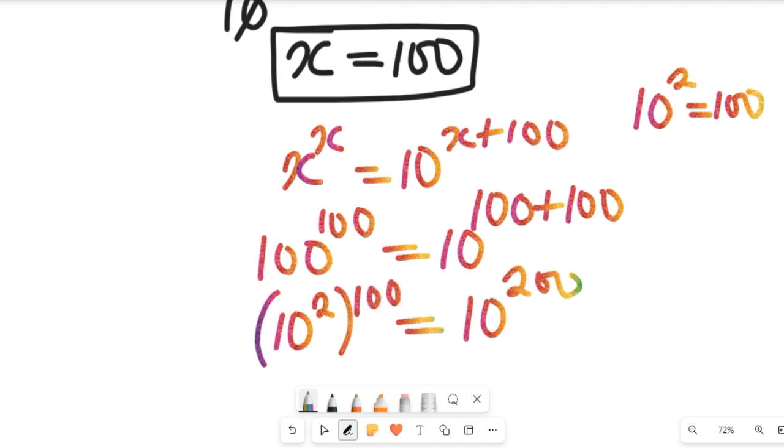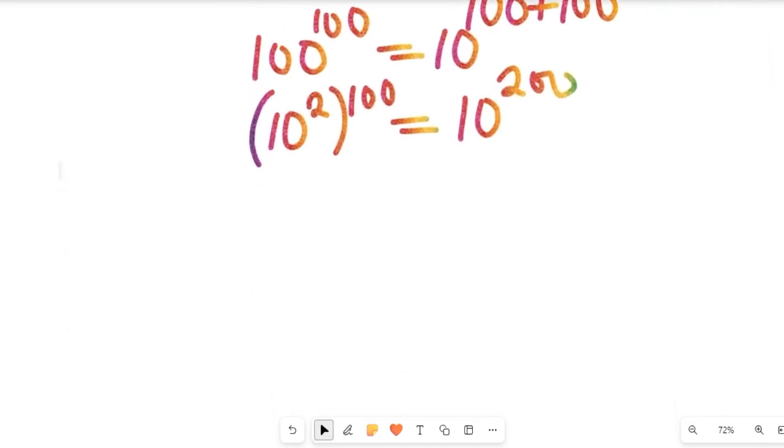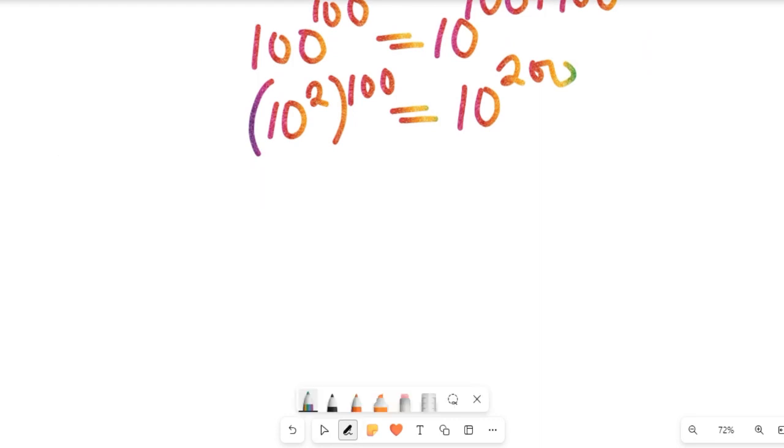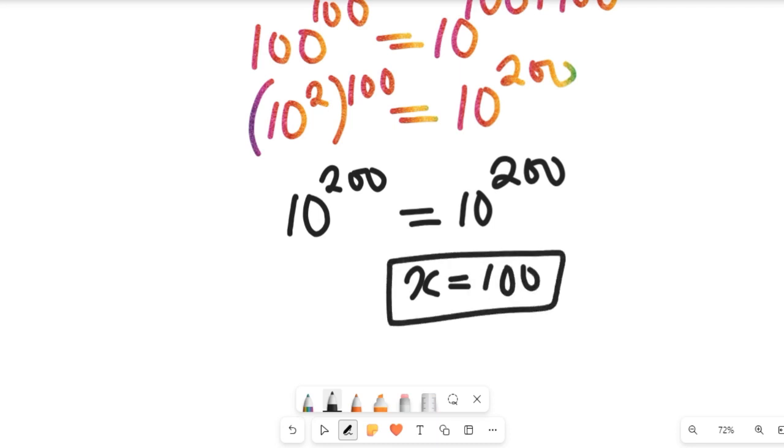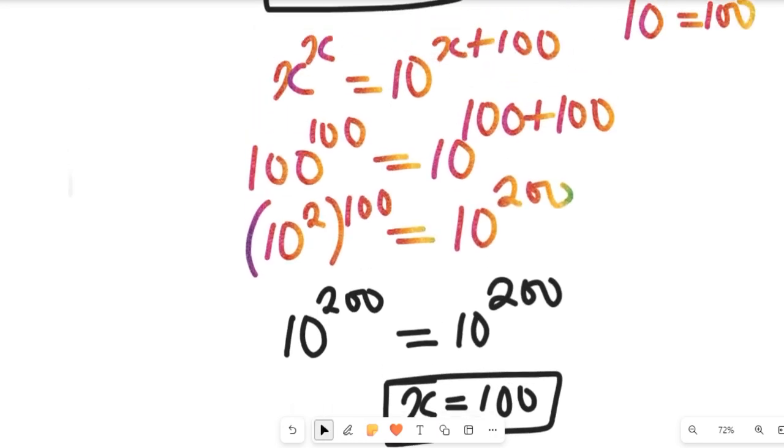So we have what we call the power of a power. Since we have a power of a power, according to the rule of exponents, the exponents will multiply. So this will give us 10 to the power of 200 equal to 10 to the power of 200. So you see, x equal to 100 is the solution that truly satisfies that exponential equation that is given to us.